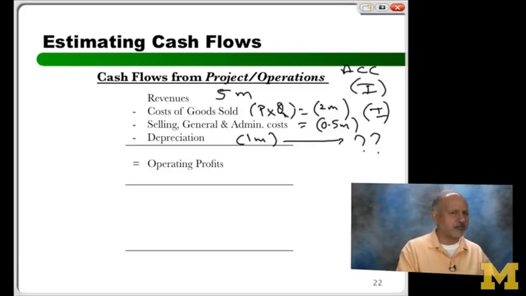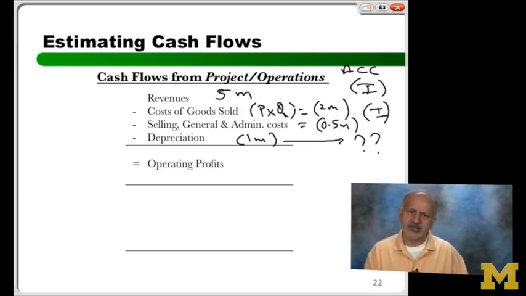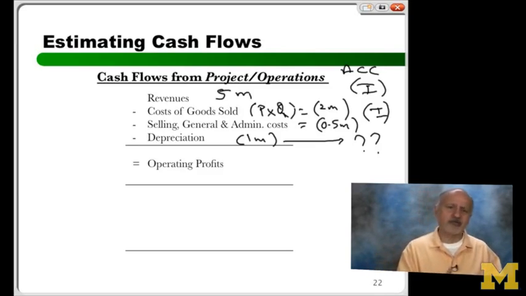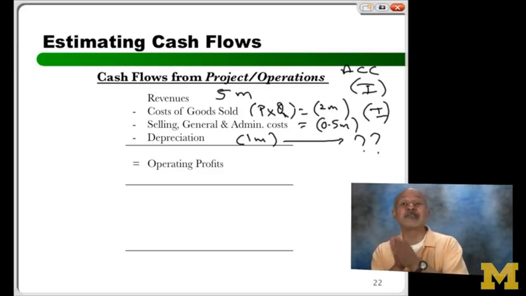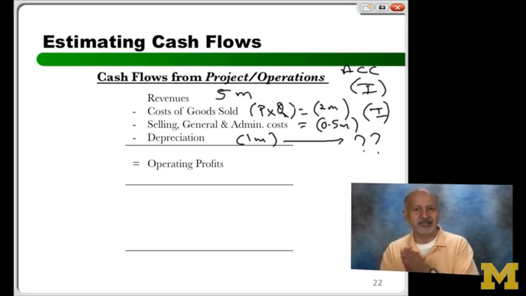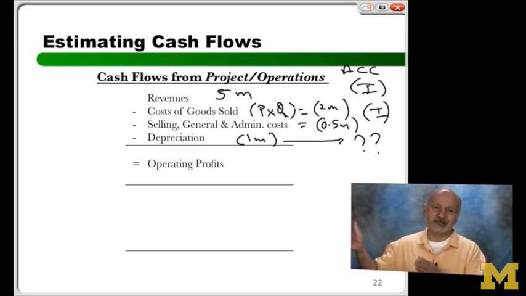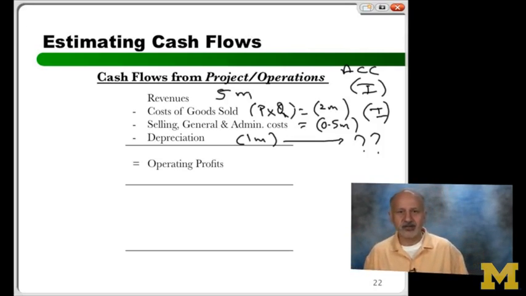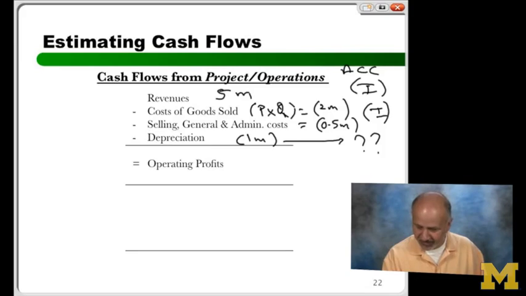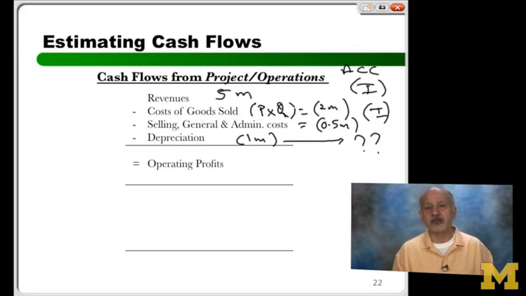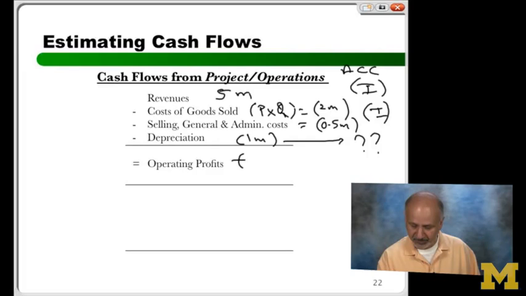Then you have to kind of bring up depreciation. That is, the value of all fixed machines and so on that you've used for this specific year. Remember, this is year one, and you'll do a similar analysis for year two and so on. So what's left is operating profits. So what are my operating profits? 5 minus 2 is 3, minus 0.5 is what? 2.5, minus 1 is what? Plus 1.5 million.